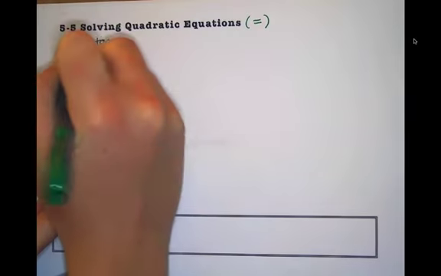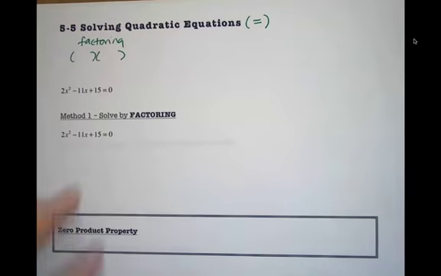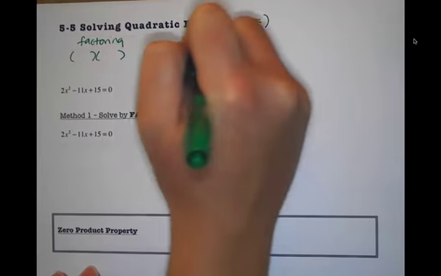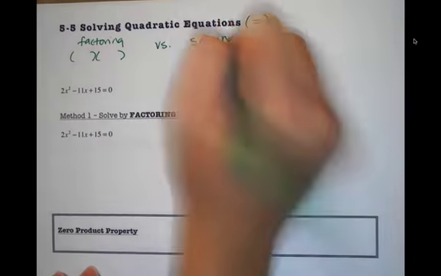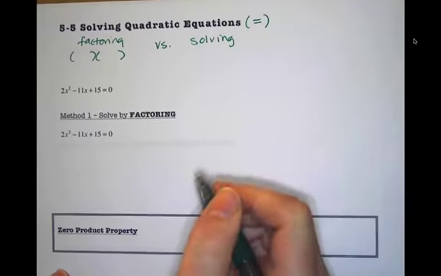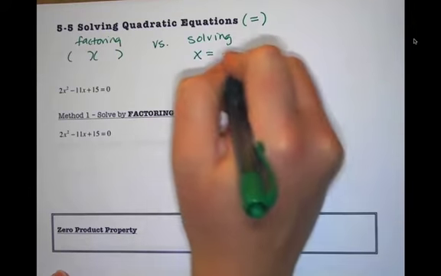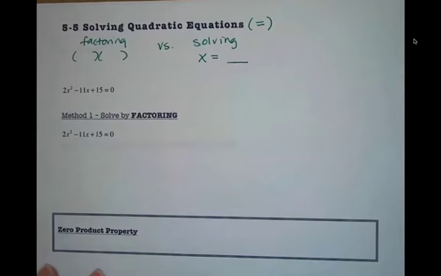Okay? So whenever we factored, we ended up usually with two sets of parentheses, a couple of binomials. But with solving, our end result isn't going to be something factored, it's going to be x equals something. Okay? And that was the same thing that we did with linear equations and absolute value equations too. Whenever we solved, we ended up with x equals something. So our equations are going to look something like this.